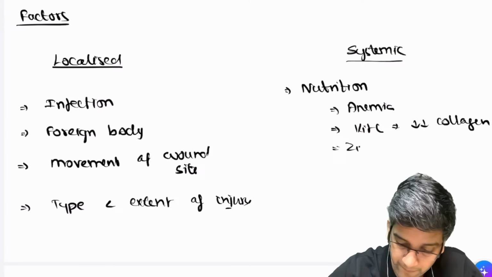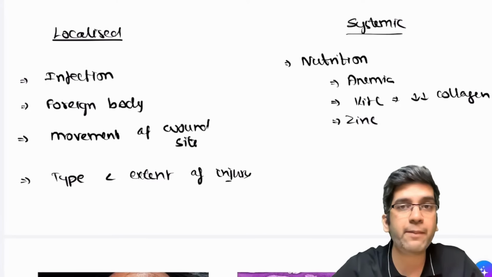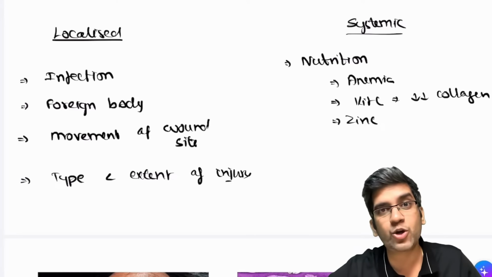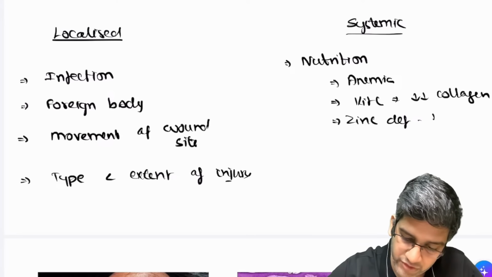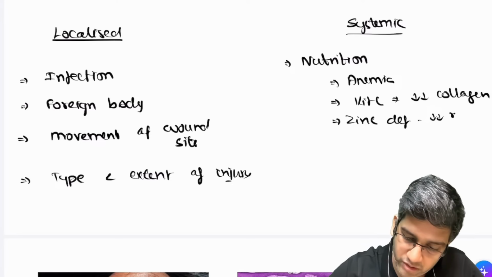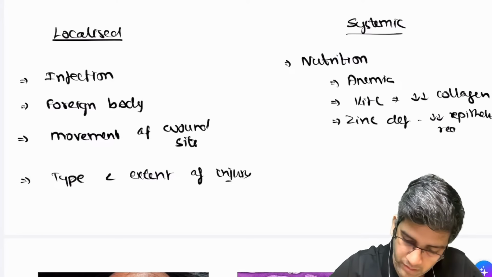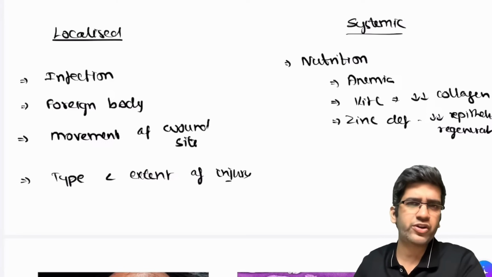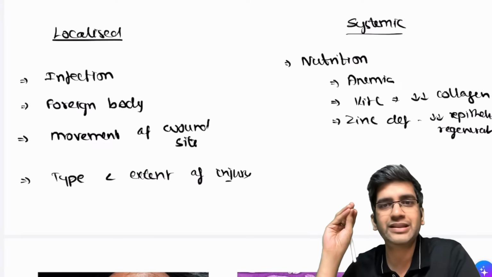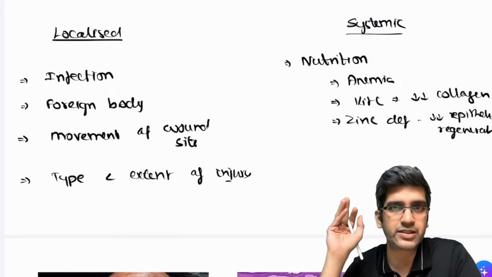Zinc deficiency will have delay in epithelial wound healing. Acrodermatitis enteropathica, right? Zinc deficiency will cause reduced epithelial regeneration. That's an important cause. I can add multiple micronutrients, like cobalt can cause a problem, right? But these three are something which I should not miss, right?